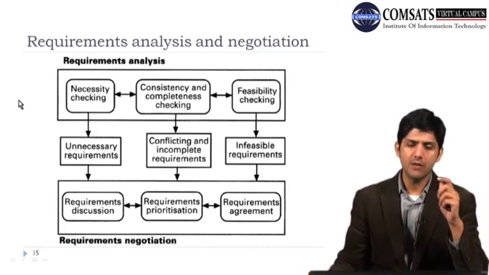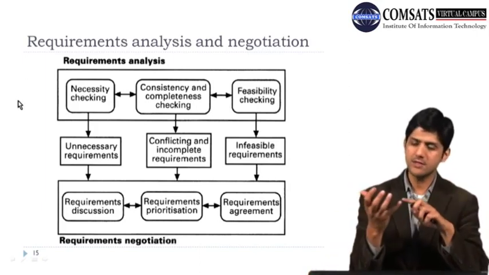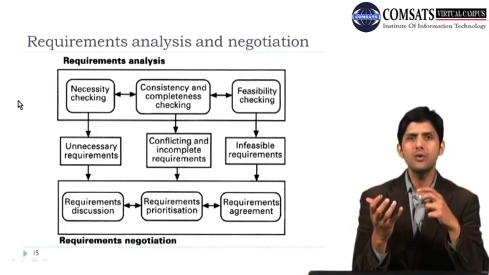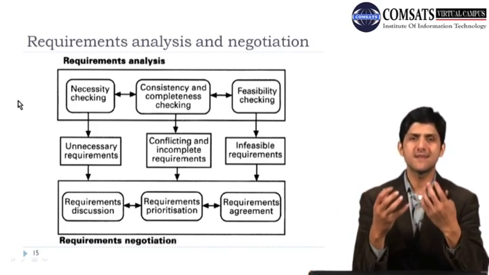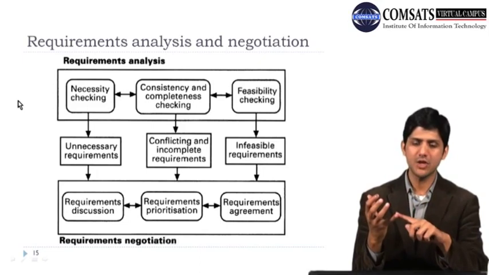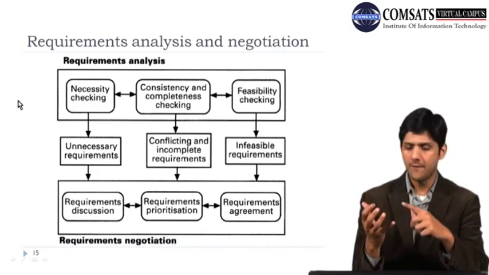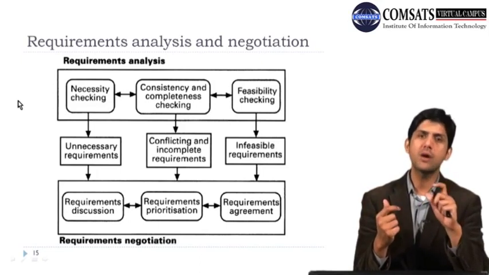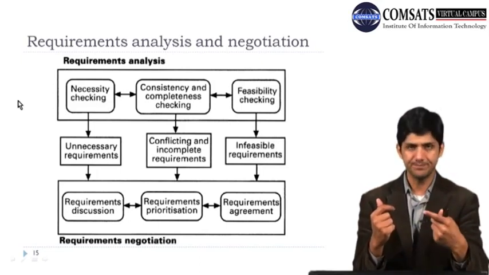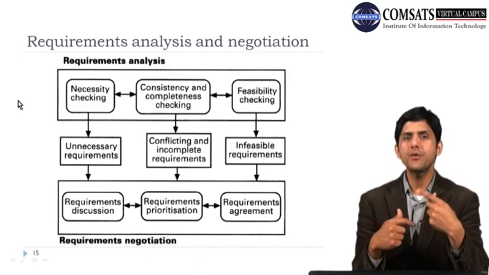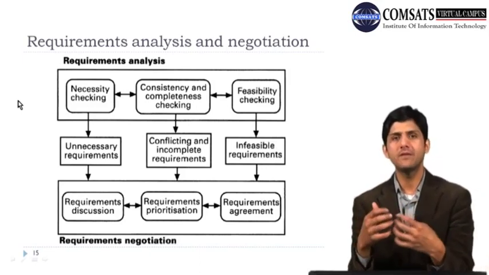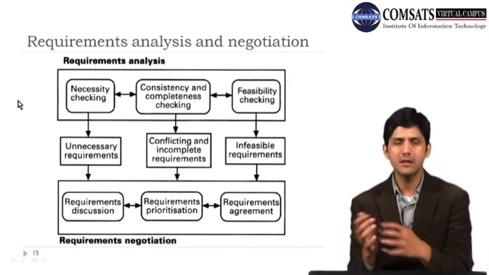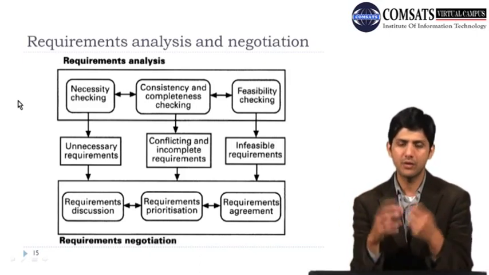Briefly, when we say we want to analyze requirements, there are three things that we want to achieve. We want to only have a set of requirements which are necessary, so we want necessity checking in the analysis phase. We also want to evaluate which requirements are consistent and which are complete. Similarly, we want to know which requirements are feasible. By feasibility, we mean which are achievable in the limited resources that we have to develop this particular system.